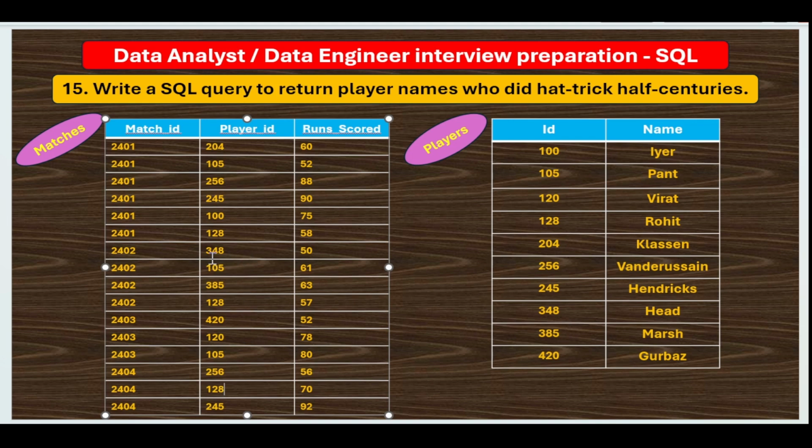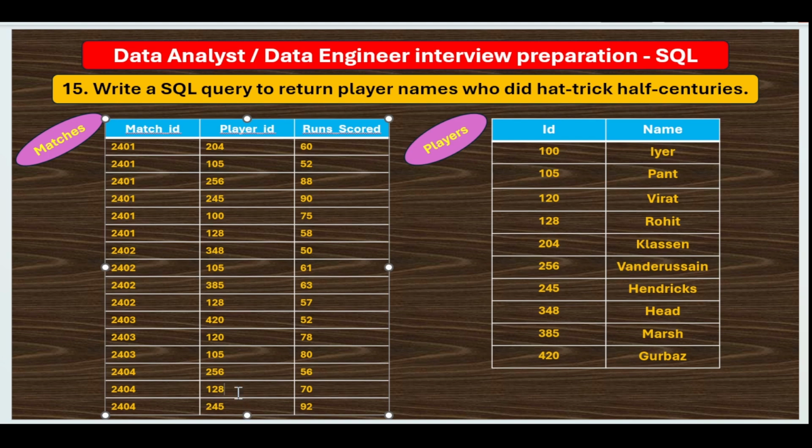Now 348: in the second match, there is no 348, so we cannot consider it. Next, 105 we have already discussed. 385, there is no 385. Next, 128 we have already seen. Next, 420, there is no 420. We cannot consider any of these players because there are no matches after this one. So we will return only 105, because this is the only player who consecutively scored half centuries three times. That is why we call it hat-trick half centuries.